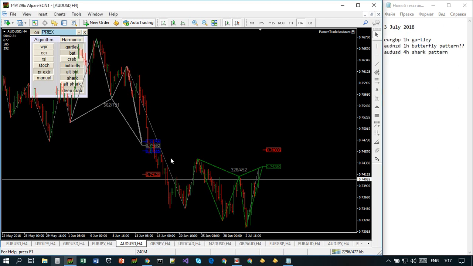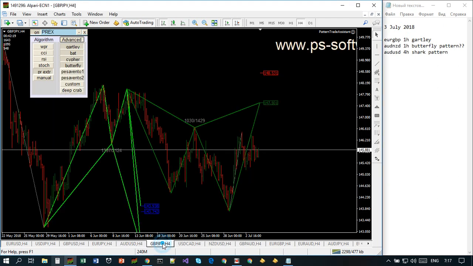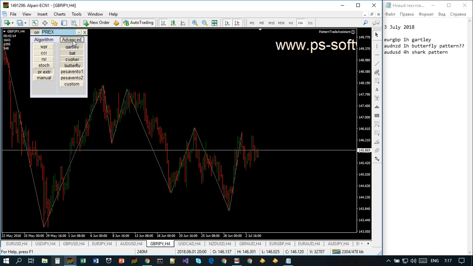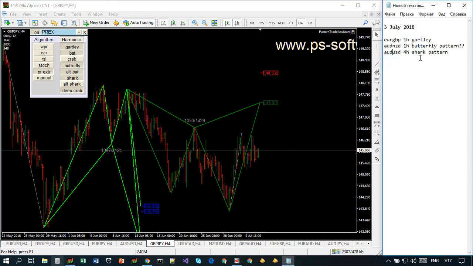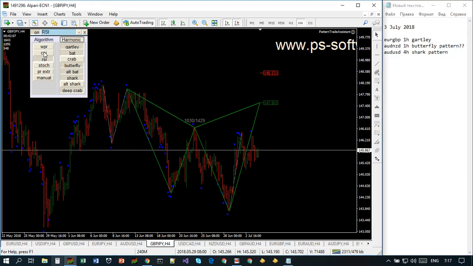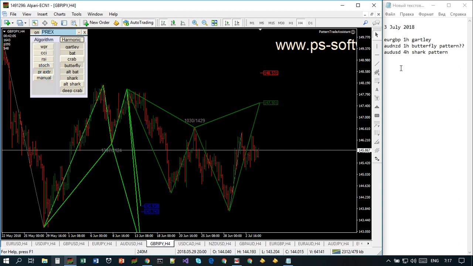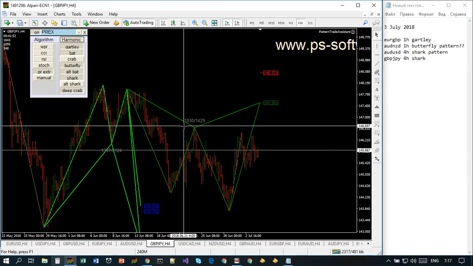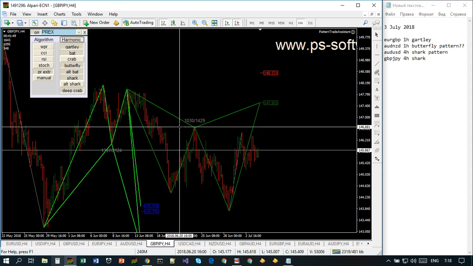Pound yen. Pound yen. Oh, didn't click this. Another shark pattern. Yes, pound yen. Let us see if it is an obvious one. Looks like obvious. Pound yen, GBP JPY, 4-hour shark. Okay, most likely to complete.